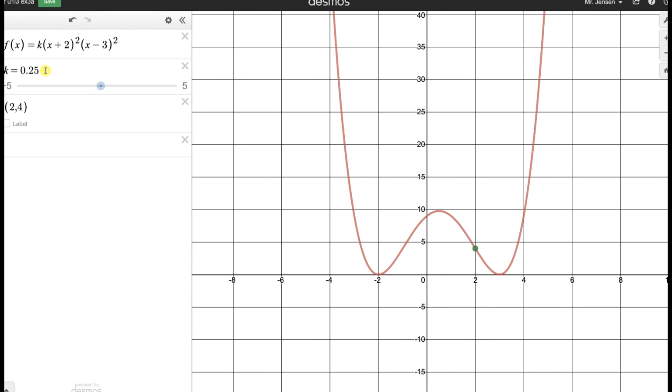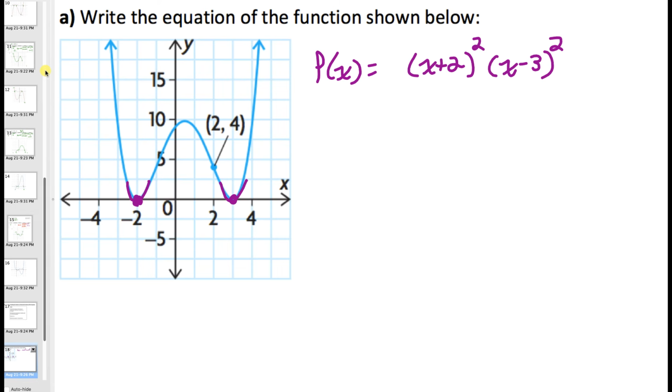How am I going to figure that out? Well, we know this point (2, 4), this xy point, has to be on the graph of the function. And I know there's some parameter here that'll make it go through that point. I'll call that parameter k. You can call it whatever you want. I decided to call it k. What I need to do is substitute in this (2, 4) for x and y, and then solve for what value of k makes that true.